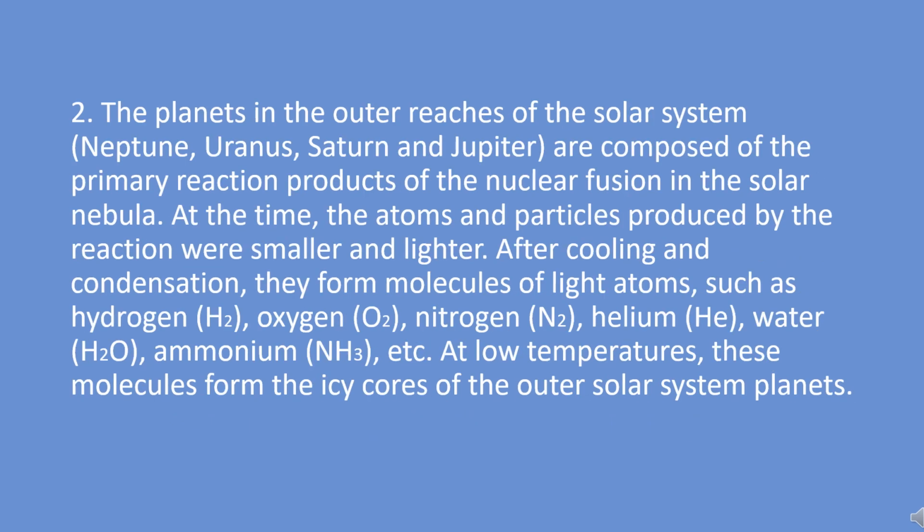2. The planets in the outer reaches of the solar system, Neptune, Uranus, Saturn and Jupiter, are composed of the primary reaction products of the nuclear fusion in the solar nebula. At that time, the atoms and particles produced by the reaction were smaller and lighter. After cooling and condensing, they formed some molecules of light atoms, such as hydrogen, H2, oxygen, O2, nitrogen, N2, helium, He, water, H2O, ammonia, NH3, etc. At low temperatures, these molecules form the icy cores of the outer solar system planets.